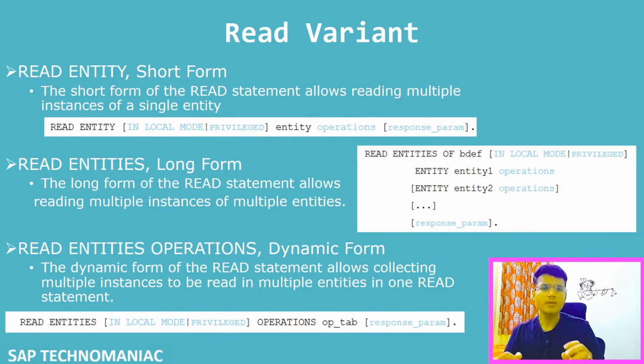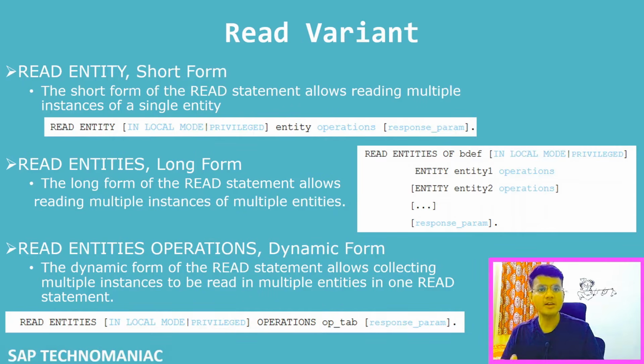The long form is used if you want to read multiple entities of that business object together. For example, for the BO we have created, I want to read not only the travel, but along with the travel, the booking and booking supplement as well, in one statement itself. In that case, we can use the read entities long form. We can read multiple entities and multiple instances for that particular BO.